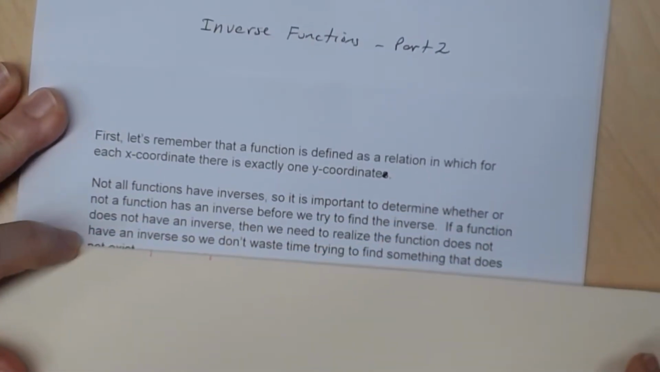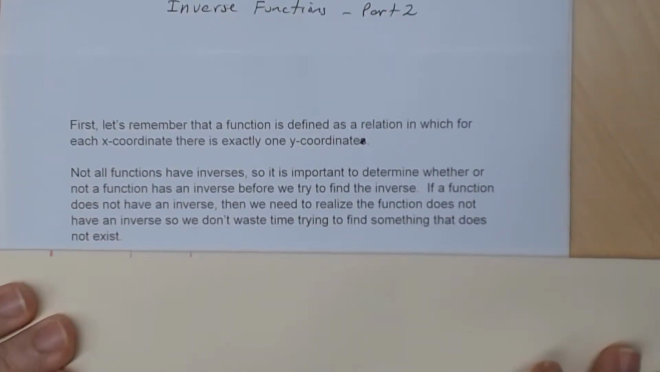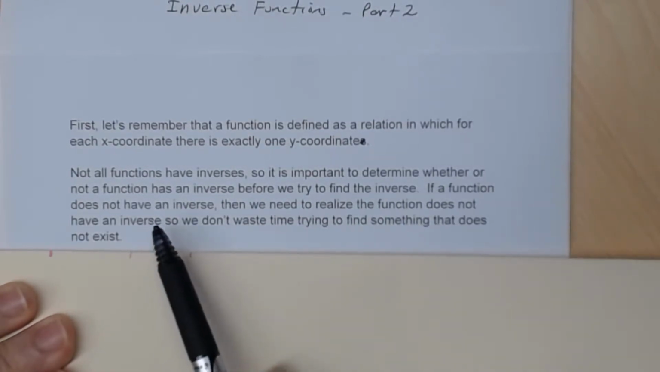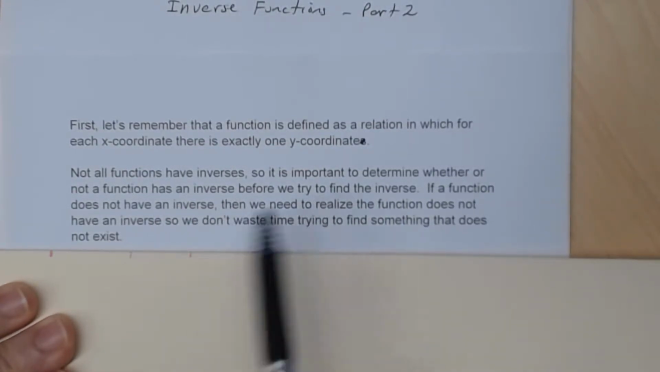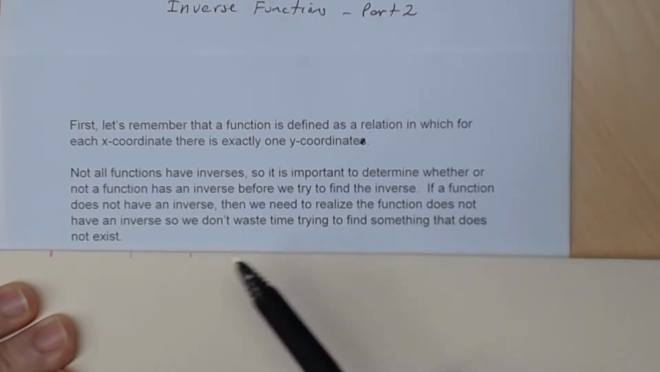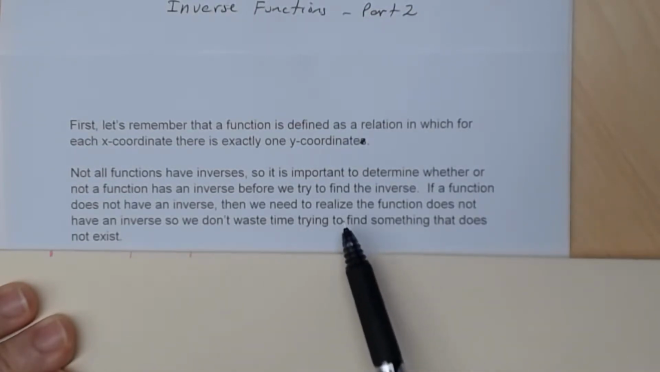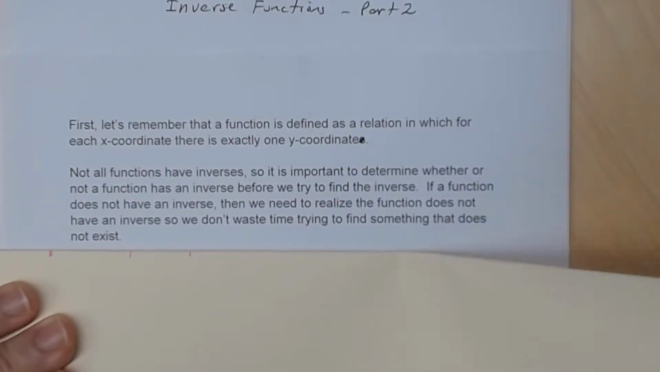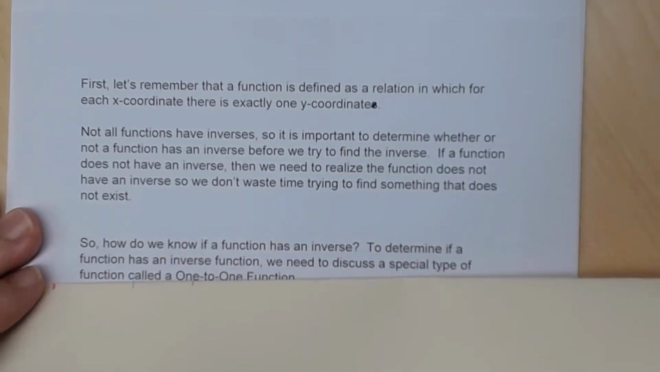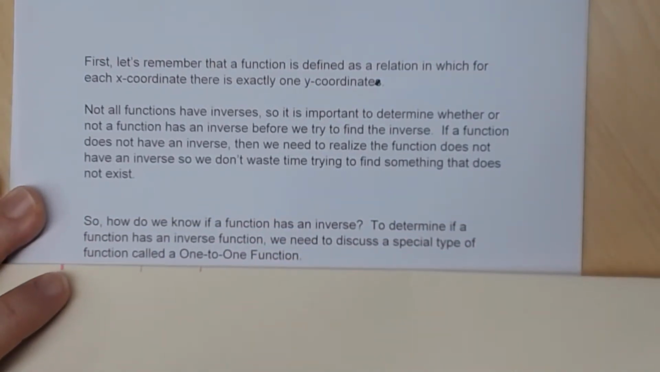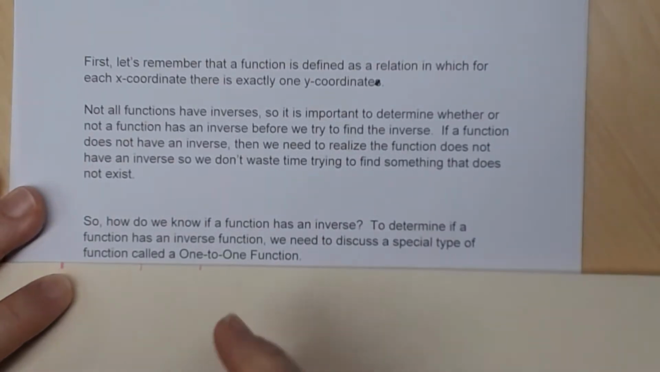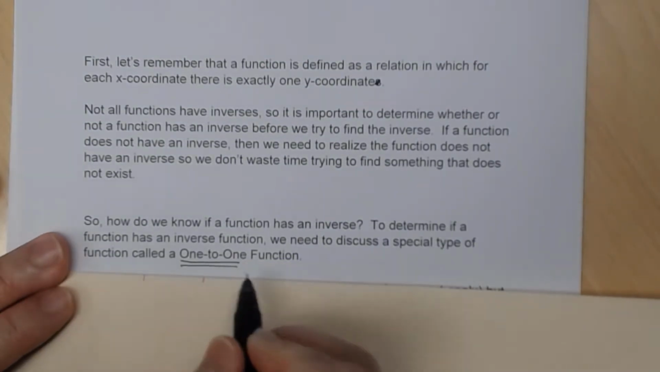All right, so obviously we now know that not all functions have an inverse. So it's important to determine whether or not a function has an inverse before we try to find it. If a function does not have an inverse, then we need to realize that so we don't waste our time trying to find something that does not exist. So how do we know if a function has an inverse? To determine if a function has an inverse, we need to discuss a special type of function called a one-to-one function.